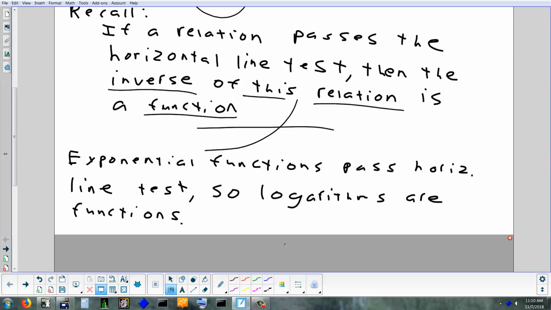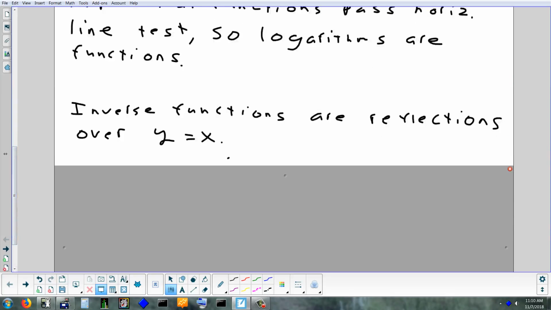Okay, so exponential functions pass the horizontal line test. So the inverse of an exponential, whatever it is, will be a function, meaning it passes the vertical line test. I already told you that. So inverse functions are reflections over the line y equals x.